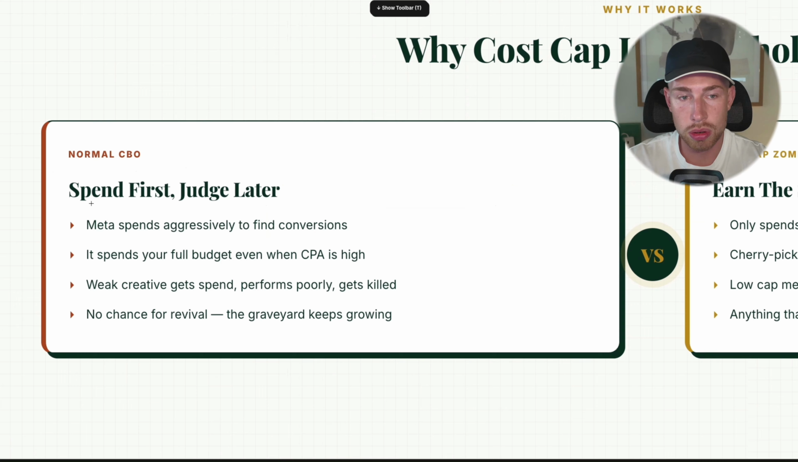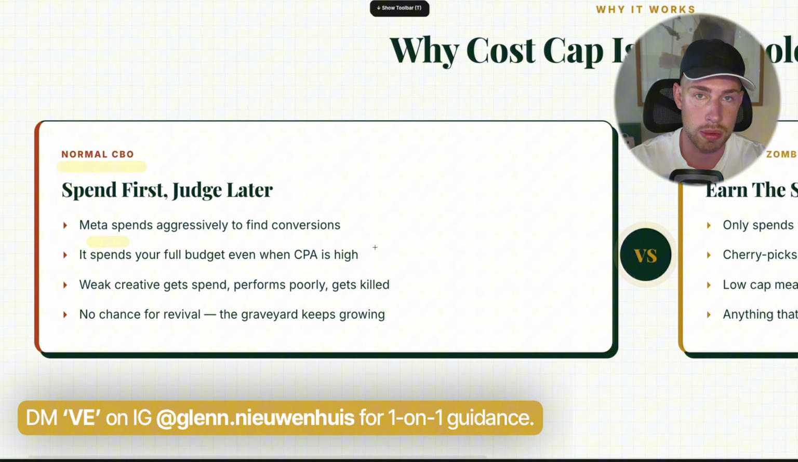So what most people do is they spend first and judge later. It's a normal CBO, and Meta spends aggressively to find conversions. It spends your full budget even when the CPA is high, and your weak creative gets spent, performs poorly and gets killed afterwards, and there's no chance for revival. The graveyard keeps growing. This is the normal situation that most people face.